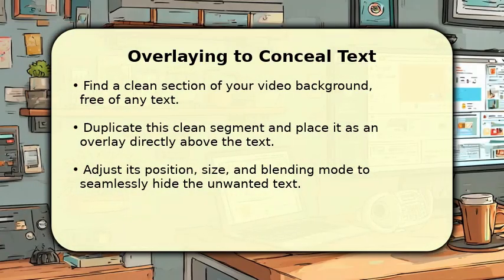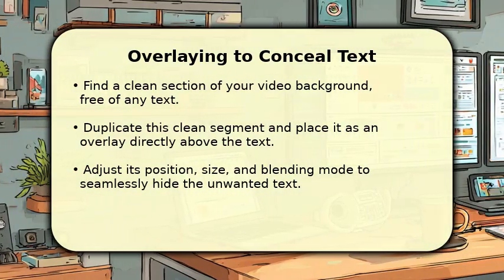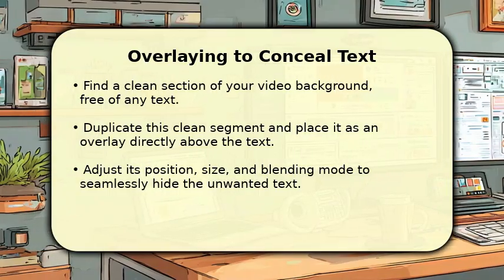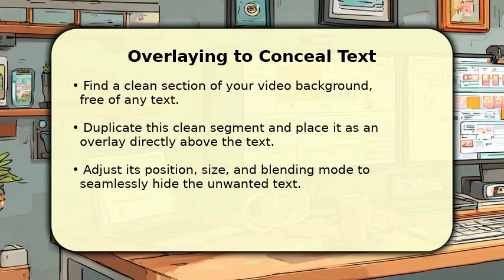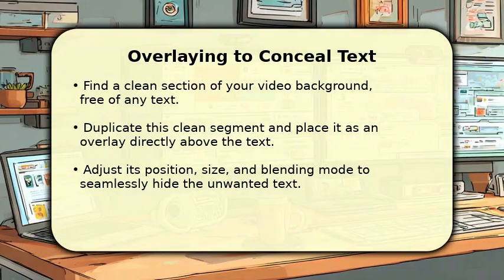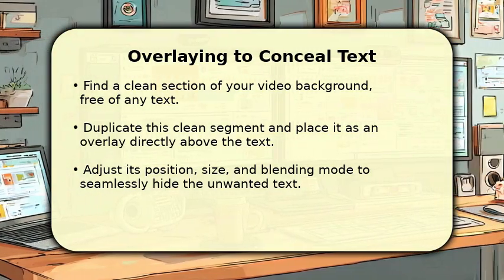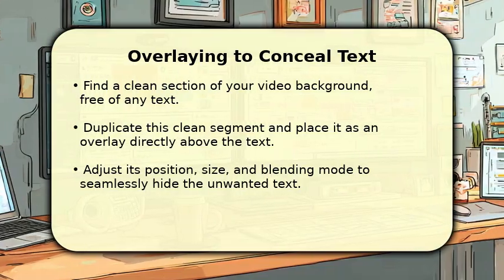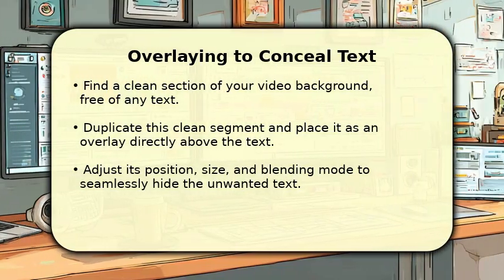Another effective method involves overlaying a clean section of your video. Find a part of your clip where the background is clear and free of text. Duplicate this clean segment and place it as an overlay directly above the text you want to hide. Adjust its position and size to perfectly cover the text.